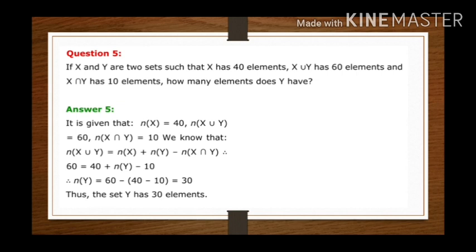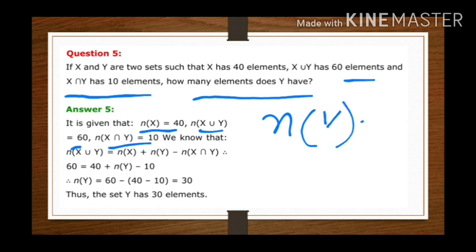Now question number 5. If X and Y are two sets such that X has 40 elements, that is, cardinality of X is equal to 40, X union Y has 60 elements, that is, cardinality of X union Y is 60, and the intersection has 10 elements, how many elements does Y have? You have to find cardinality of Y. Again, this one is very easy. Just put in the formula. Ny will be 30.